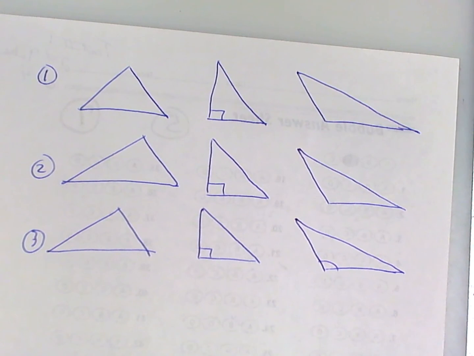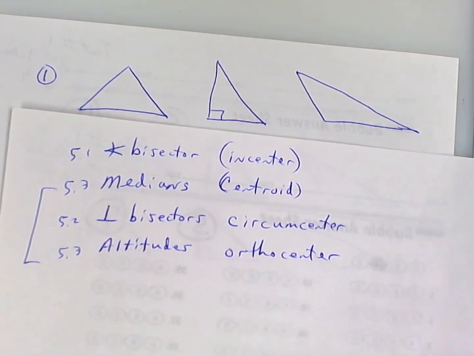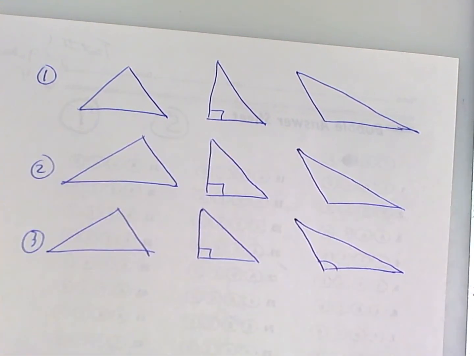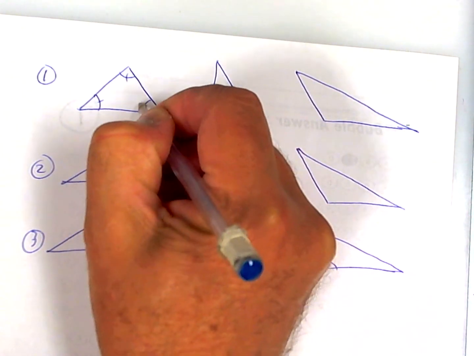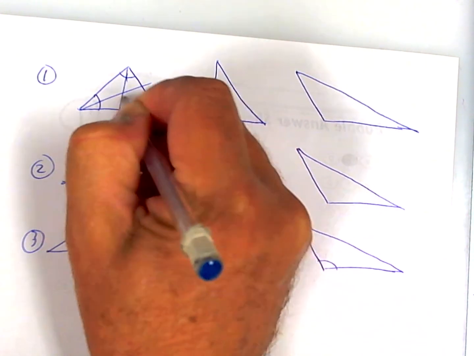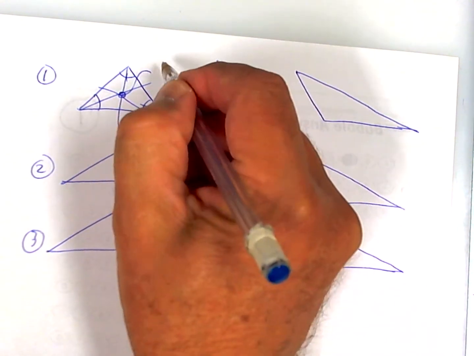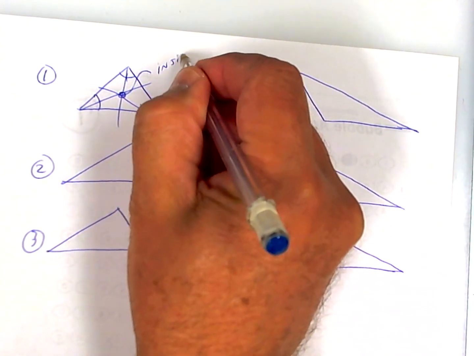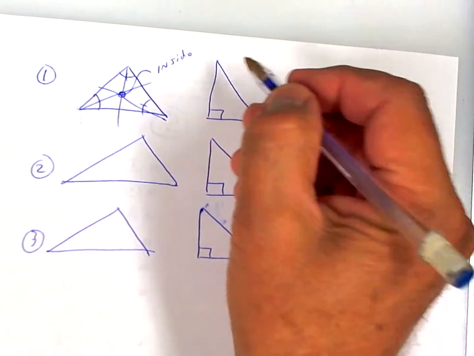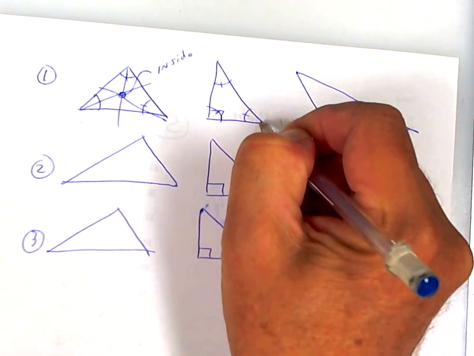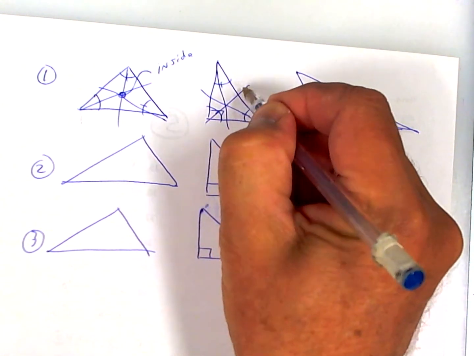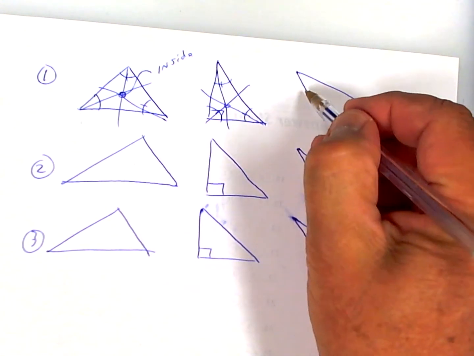All right, according to that sheet I just gave you, the angle bisector is the incenter. So let's go to the angle bisector. It's in the inside. Okay, let's do the angle bisector. It's still in the inside. Let's do the angle bisector.